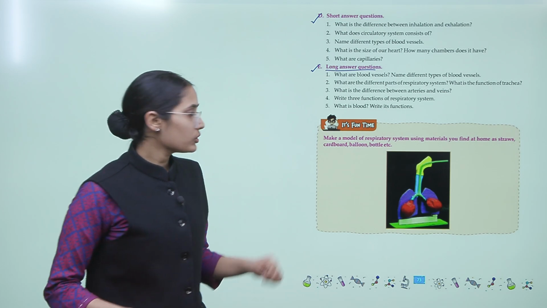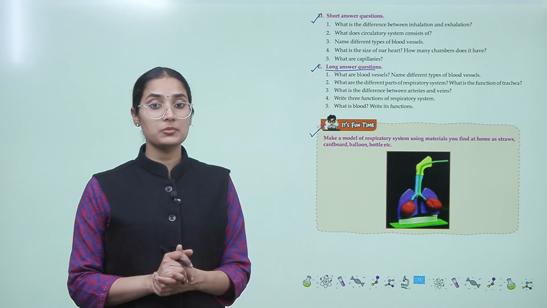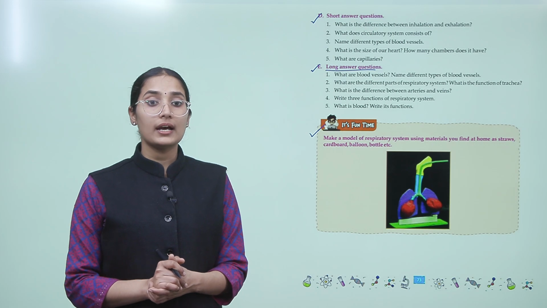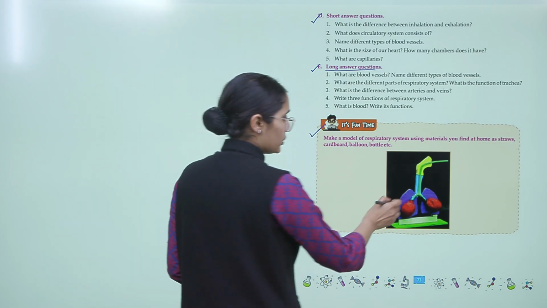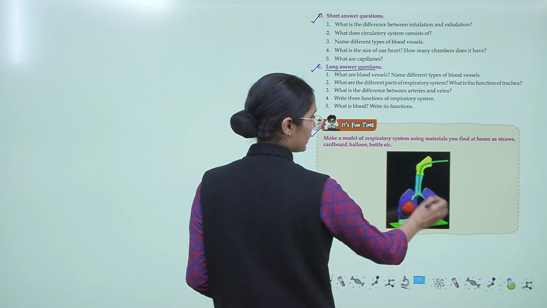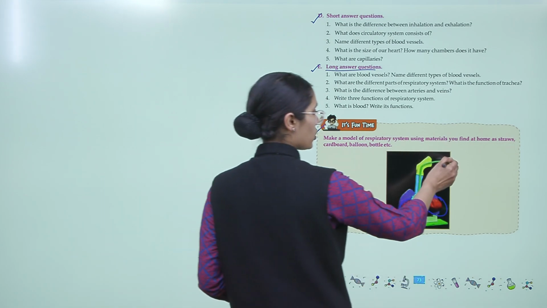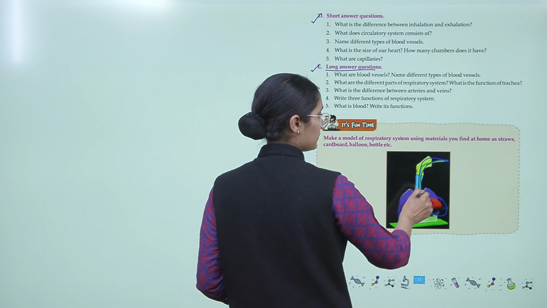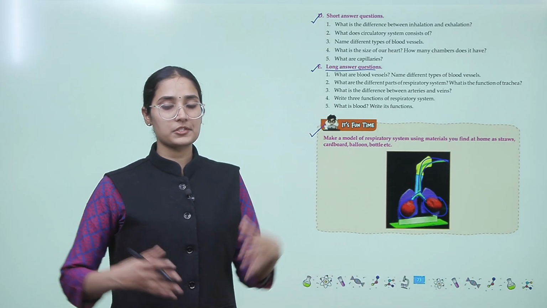Okay. So now one fun activity for you. Make a model of the respiratory system using materials you find at home such as straws, cardboard, balloon, bottle, etc. Right. So you can use these balloons, and they can act as lungs. You can use the straw as a windpipe, connect them like this in the form of our respiratory system.